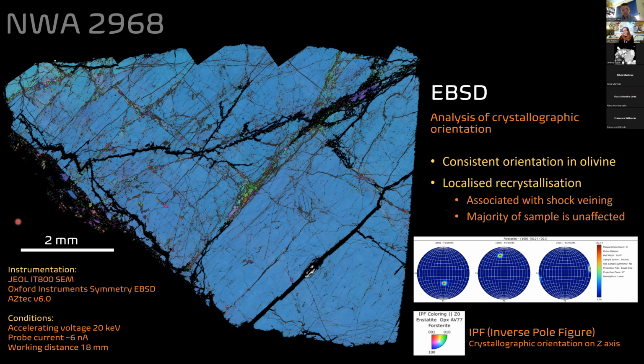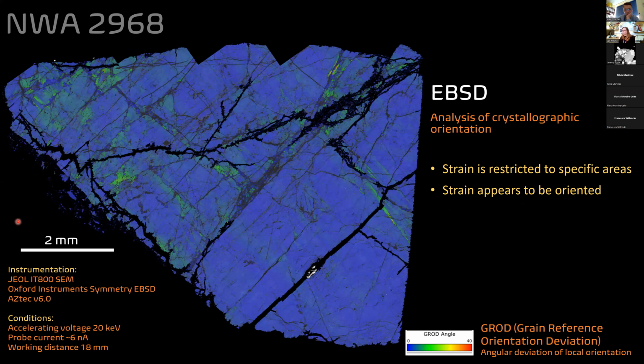Another way we can show EBSD data is using a GROD angle. This is a grain reference orientation deviation. So this is looking at misorientation in an area compared to the local orientation around it. So these bits that are green are showing higher strain than these bits in blue. We can see it's mostly this tealy to green color. So we've really only got orientations up to about 15 degrees in this sample. There's a couple of little hot spots where you get a 40-degree rotation. But again, it's pretty unremarkable.